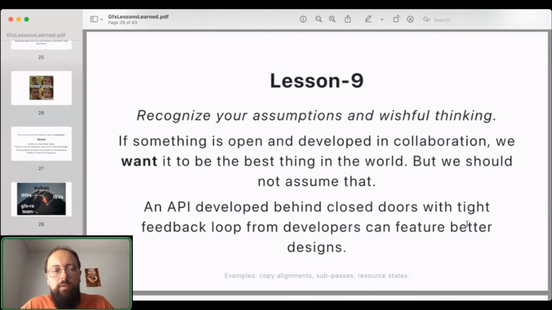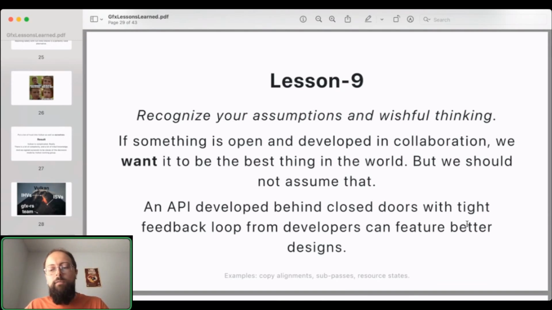The lesson from here, lesson number 9, is that one has to recognize the wishful thinking in the assumptions that they make. Our wishful thinking was that Vulkan is the best thing out there and is developed in the open, in collaboration. It has to be good. That's what we assumed. And that was a mistake, because in some situations, the big working group cannot efficiently make decisions. And it's much easier to have smaller groups, maybe behind closed doors, just with a good feedback loop from developers, with a good means of putting pressure on the hardware vendors. A different group may make better decisions.